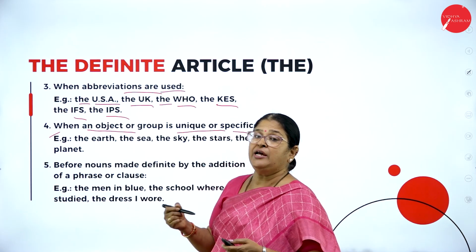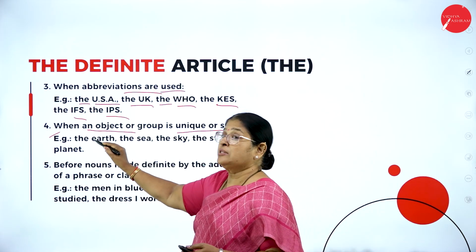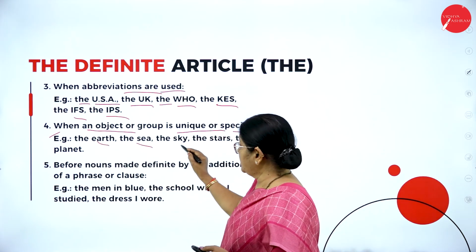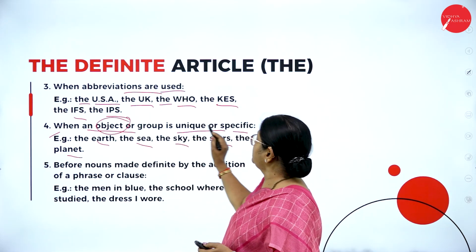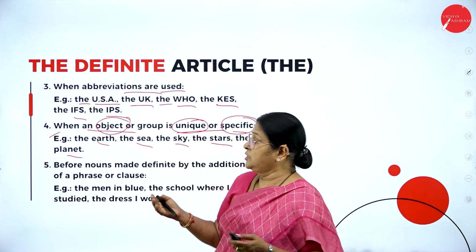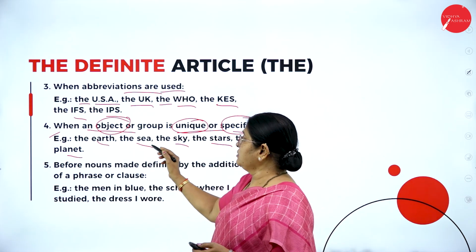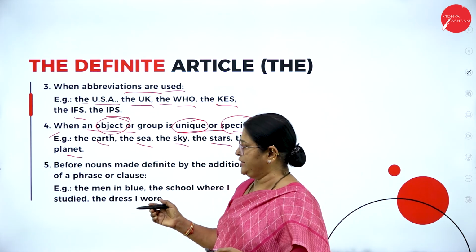Next criteria, when an object or group is unique or specific. For example, when we are able to stress upon something which is very specific, like the earth, the sea, the sky, the stars, the planet. So when an object or a group is unique or specific. The earth is very unique, specific. The sea, the sky, the stars and the planet.